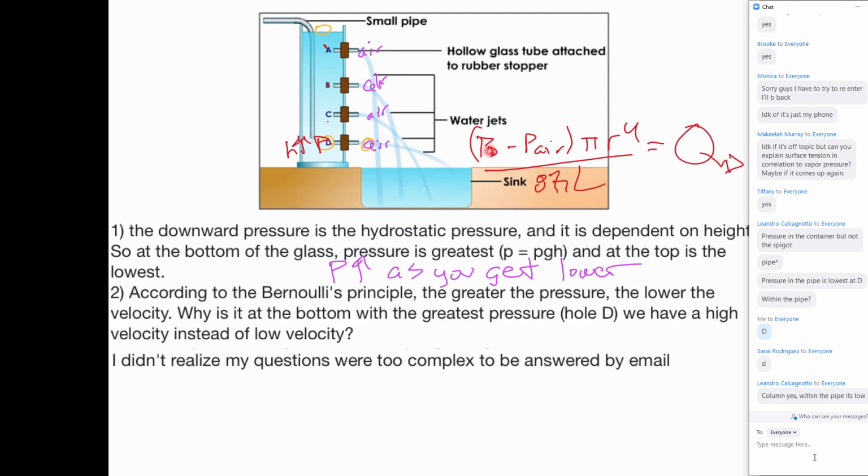And so because this pressure gets lower and lower with each one, we get less and less. And so it's distinguishing these two.